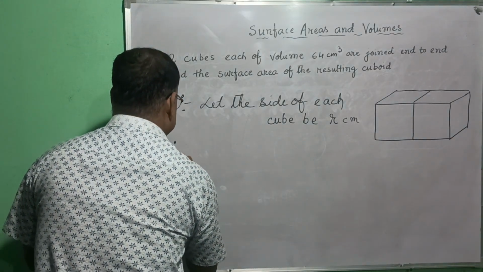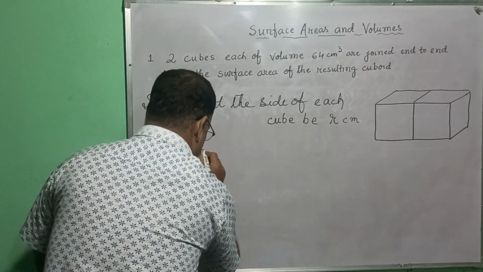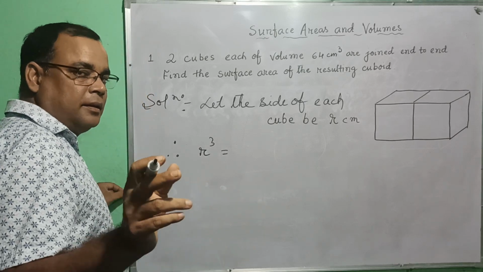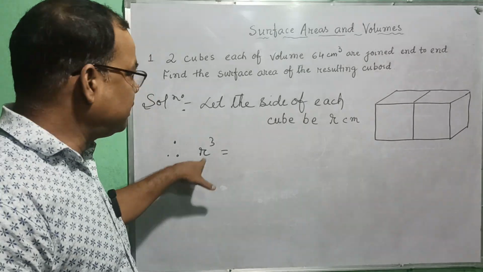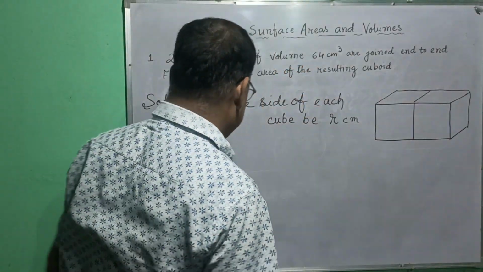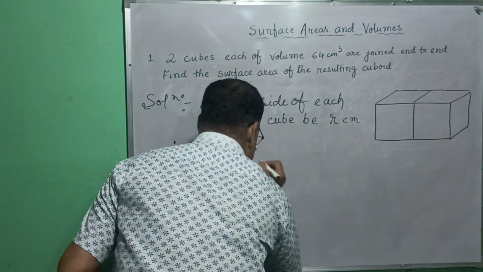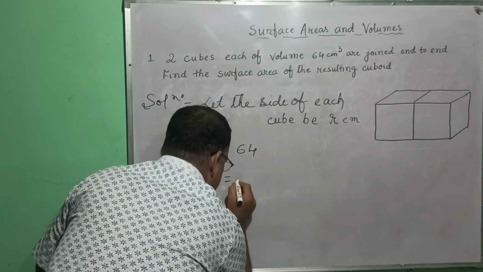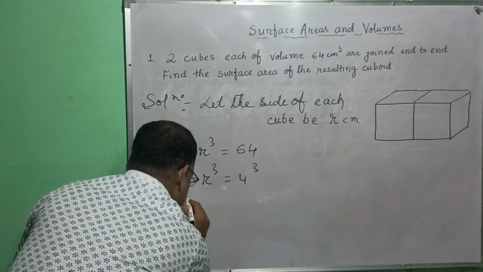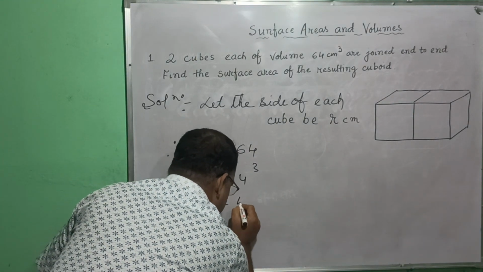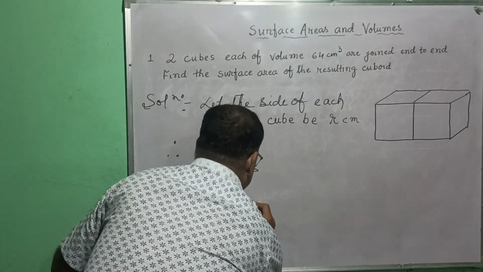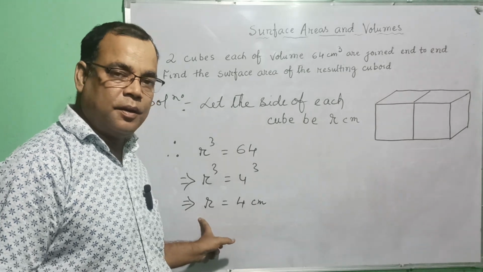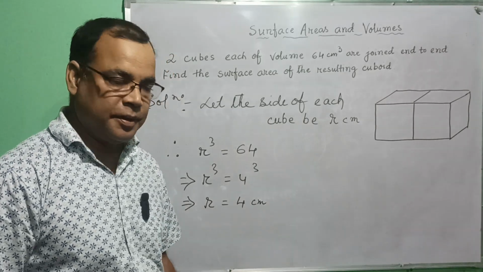Therefore, we can write r cube equal to, because we know that the volume of a cube is r cube, so r cube equal to 64. From here we can write r cube equal 4 cube. This implies r equal 4 centimeter. So this is the side of each cube and it is 4 centimeter.